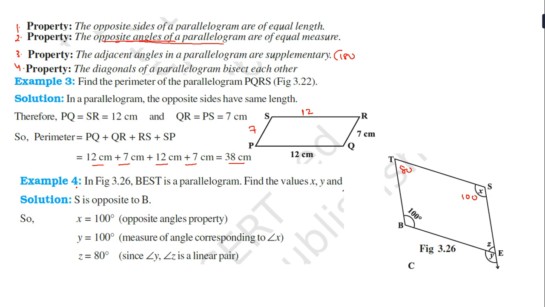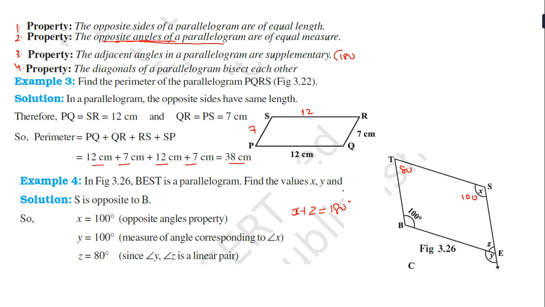Now second example, example 4. BEST is a parallelogram. Find the value of x, y and z. Now we have to use again the opposite angles property. So here it is 100, then x is also 100 because opposite angles are equal. Now to find y and z, to find z, first we use the adjacent angle property, supplementary. So we can say x plus z is equal to 180.